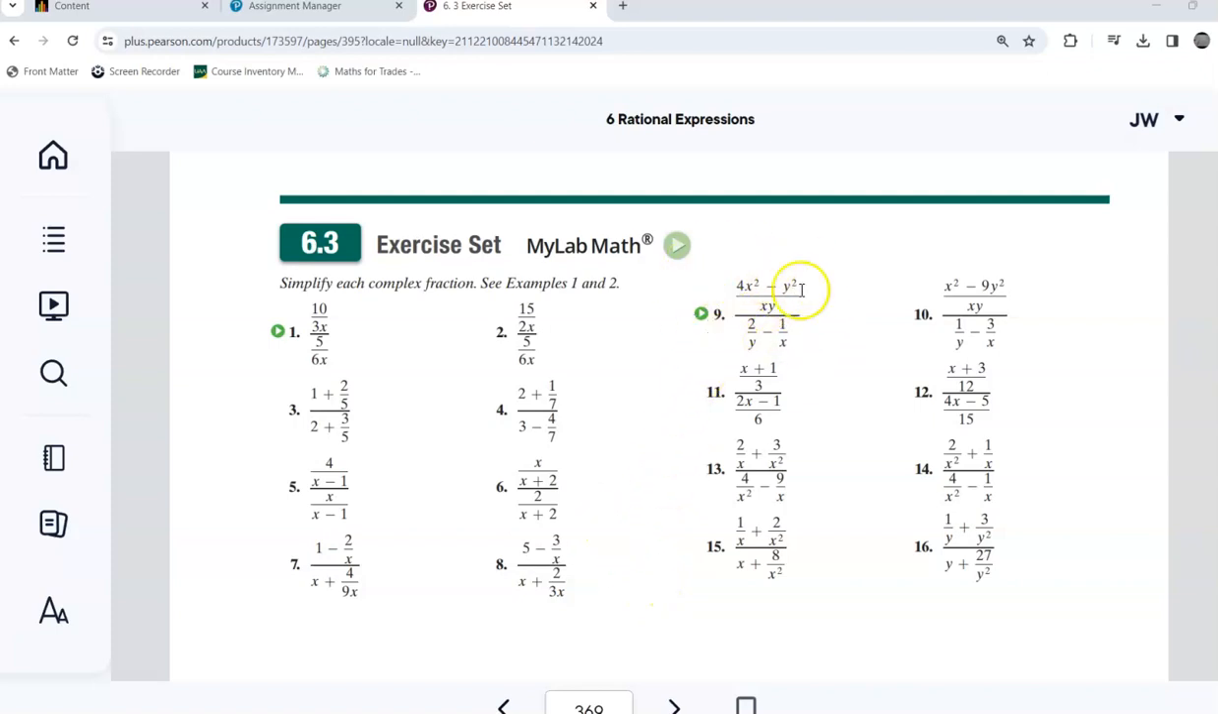Something like 9, you can see the top is already one term, but the bottom isn't. So what I'd probably do, well, first of all, you could just multiply by xy, and that should clear this top, and it will clear this. Or you can always use addition, and you can turn this into one term. 11 and 12 are method 1. They can just be flipped, whereas I would want to clear denominators in 13, 14, 15, and 16.